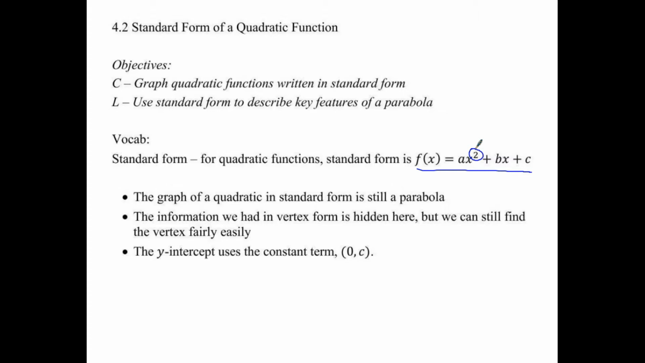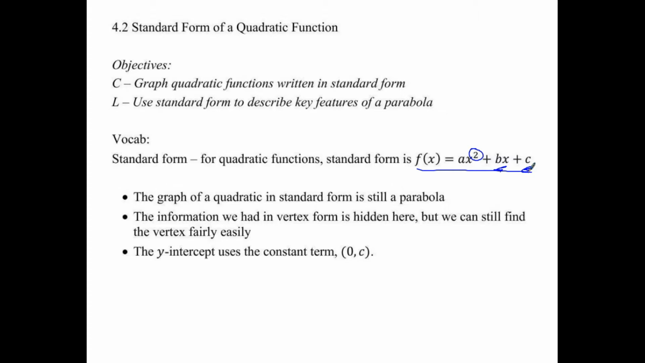The linear term, or the x term, this guy, doesn't have to be there. It could be missing. In other words, the b would be 0, okay? The constant term, this guy, doesn't have to be there either. It could be 0, okay? Which means we wouldn't see it. But that quadratic term, the squared term, must be there in order for it to be a quadratic function. If it's not there, then it's not a quadratic function, it's something else, okay?